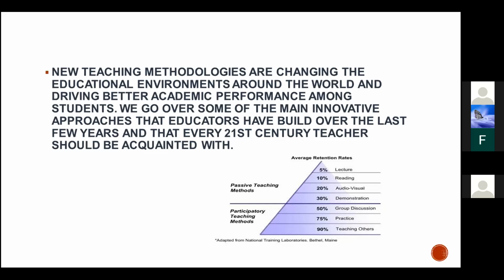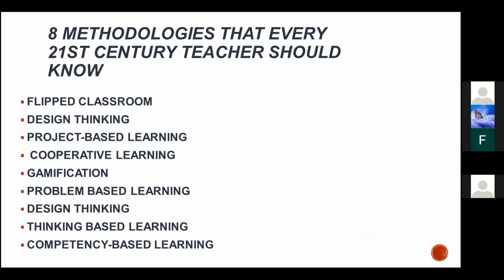I hope this will help you in your class. So I will try to explain these 8 points, okay? And as you know, in the 21st century, teachers should know which methodology can make our class interactive, effective, and interesting as well. Okay, so let's begin.